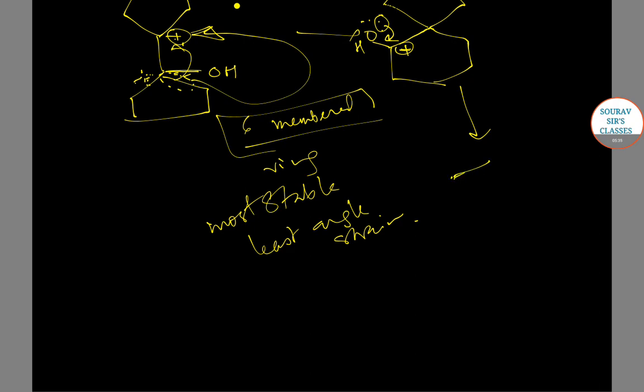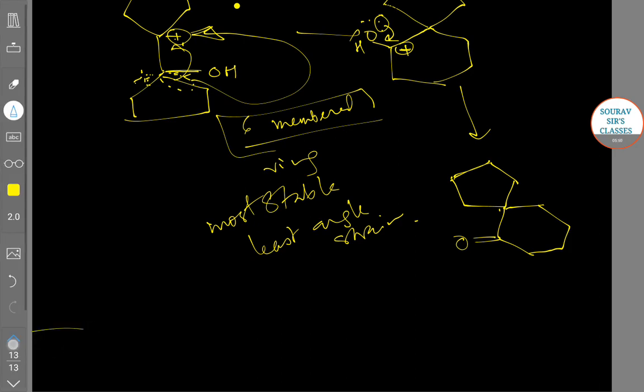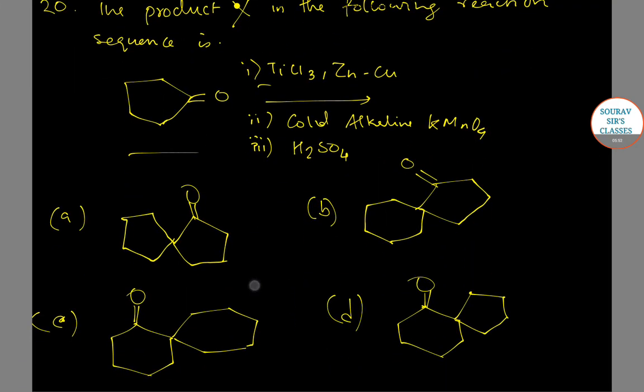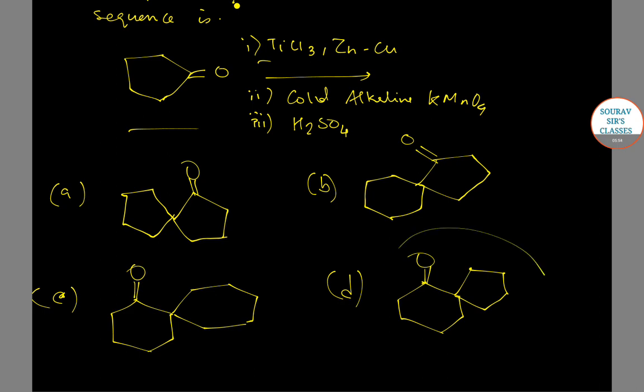So this will be a pentane ring attached to a 6-membered ring, hexane ring, with a double bond O present here. So the answer will be option number D. So the answer is D.